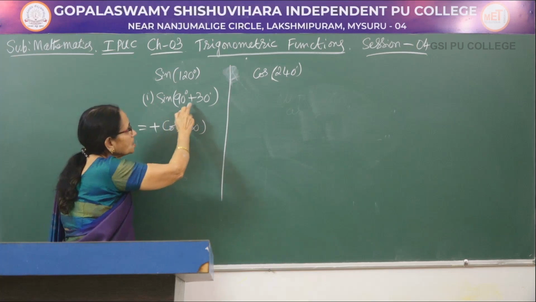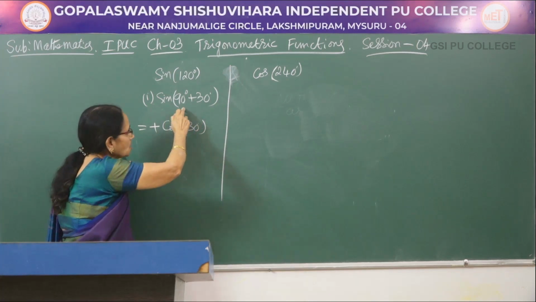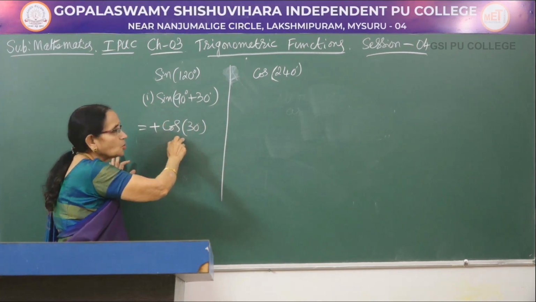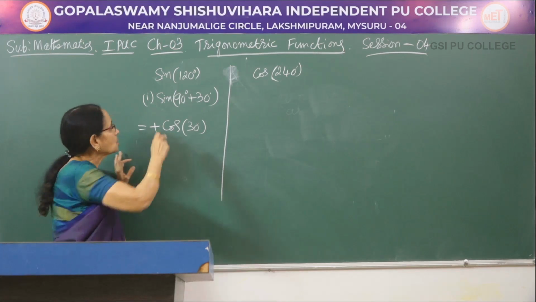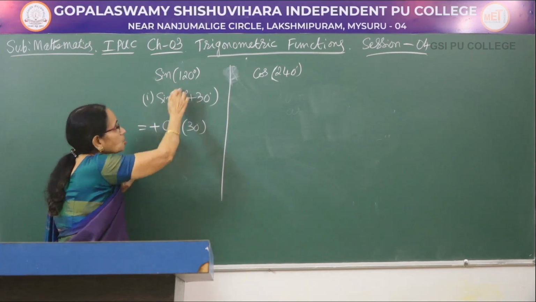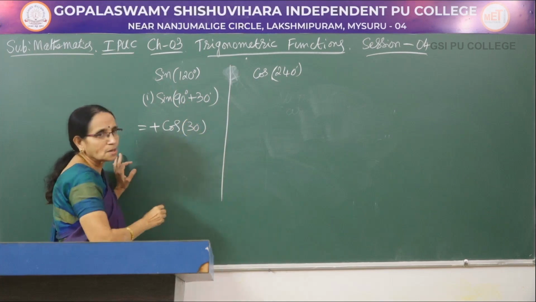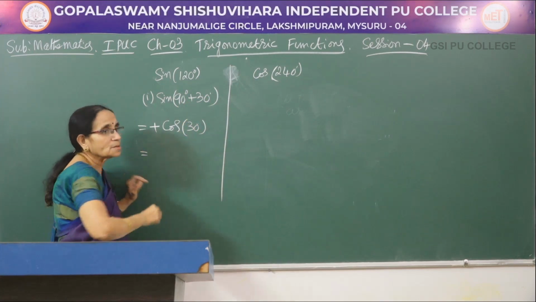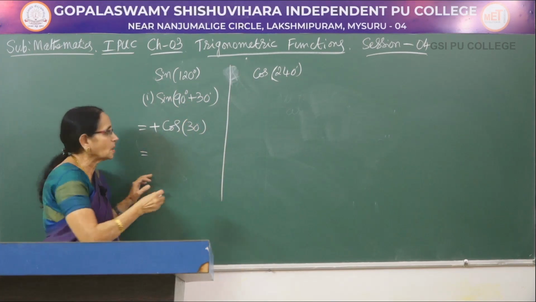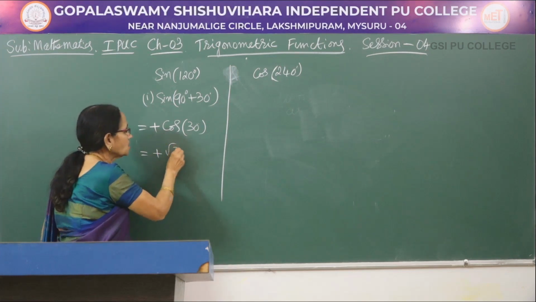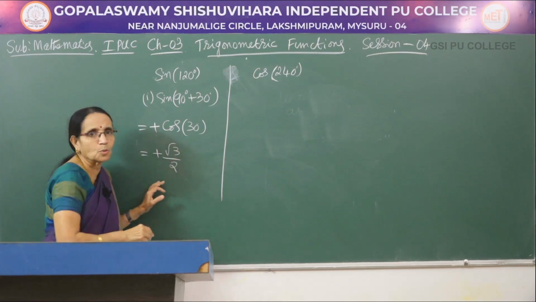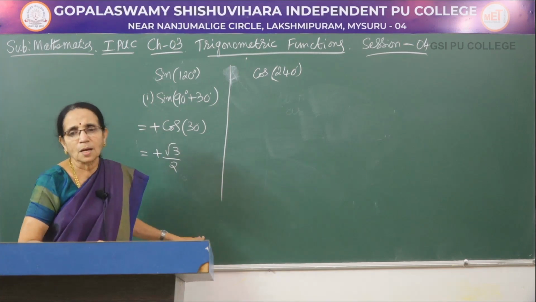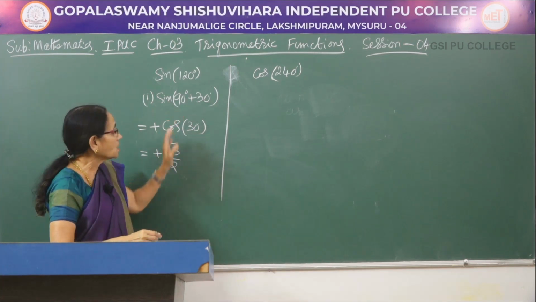Now, I have written 90 plus something. When you use 90, the function should be changed over to co-function. So, I have written sine as cos. Don't take this value, write only this one. Now, what is cos 30? As you know, it is a standard value. Therefore, the answer is root 3 by 2. Cos 30 has the value root 3 by 2. So, I got the value.